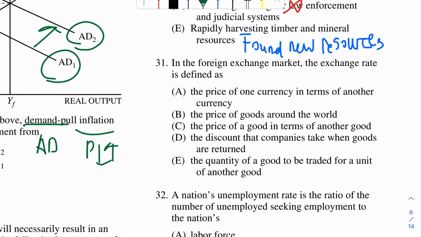Let's do it. So, in number 31, in the foreign exchange market, the exchange rate is defined as what? So, we're looking at exchanging foreign currency, and what we're doing is we're looking at the exchange rate. How much is my currency worth in another currency? Okay. The price of one currency in terms of another. That's the exchange rate. How many dollars can I get for 10 pesos? Right? What am I doing? How many dollars can I get, the price of one currency in terms of another, for 10 pesos?